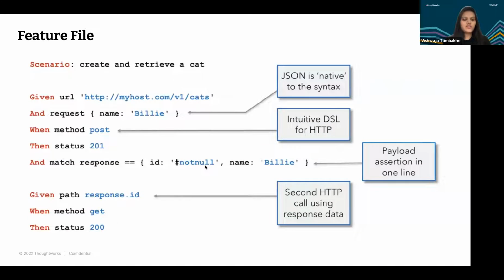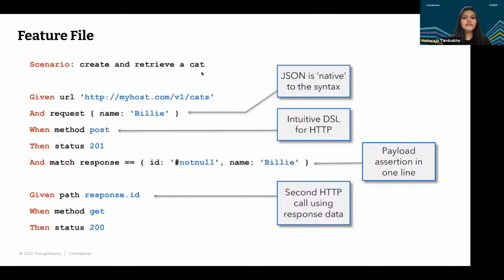So this one is the feature file. We'll consider one scenario, create and retrieve a cat: Given, when, then, and. These are the Gherkin keywords. In the first scenario, we are passing the method as post and status as 201. The payload assertion, in one line, is that ID is not null. In the second scenario, we're getting the path as the response ID, method as get and status as 200.